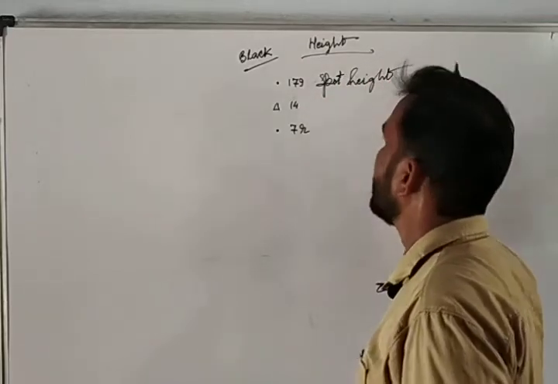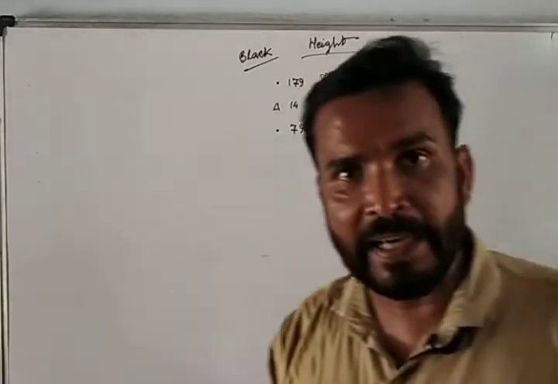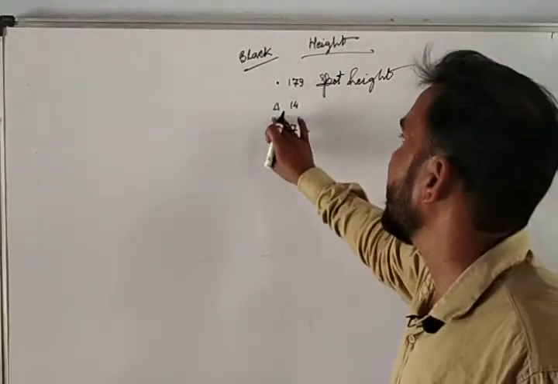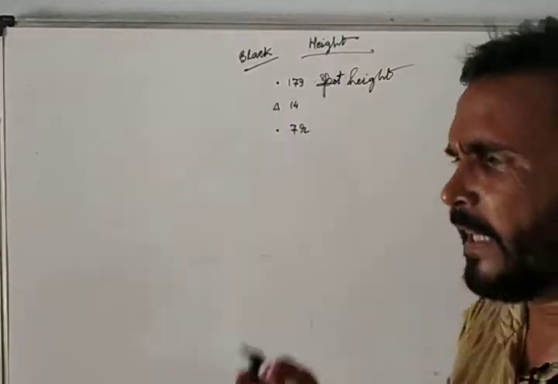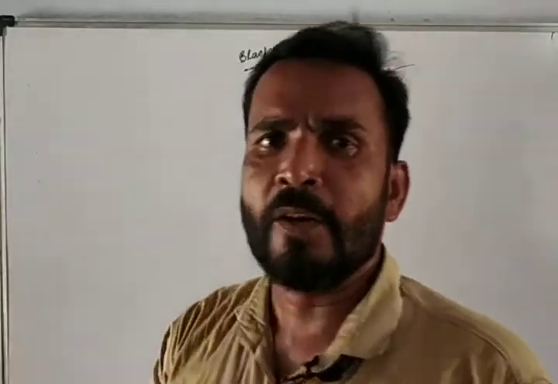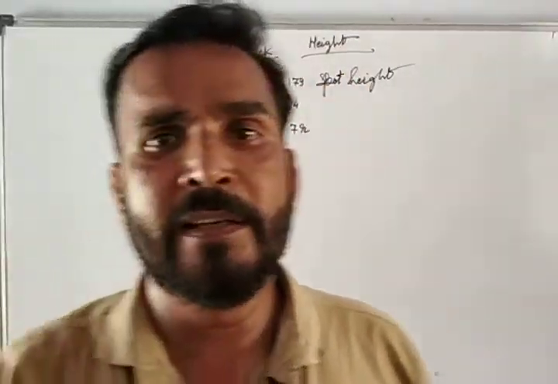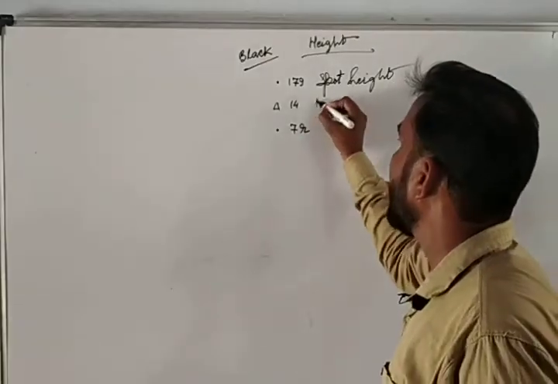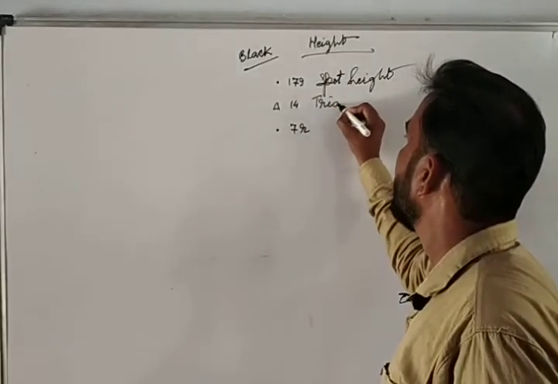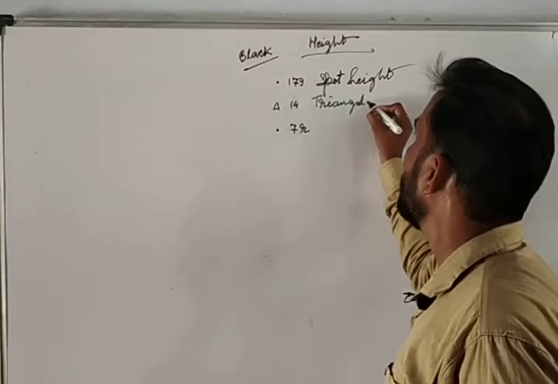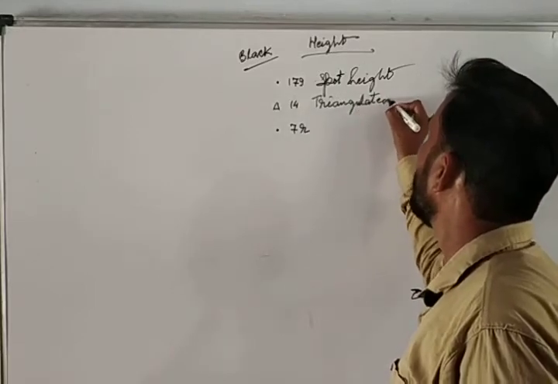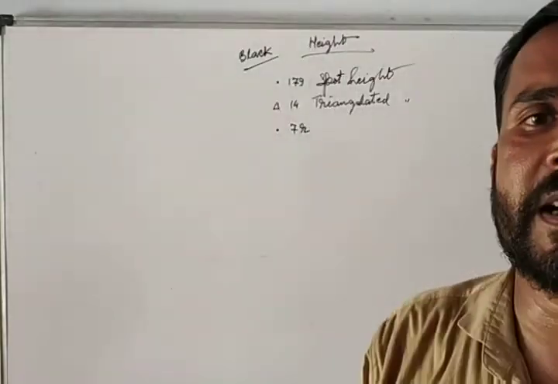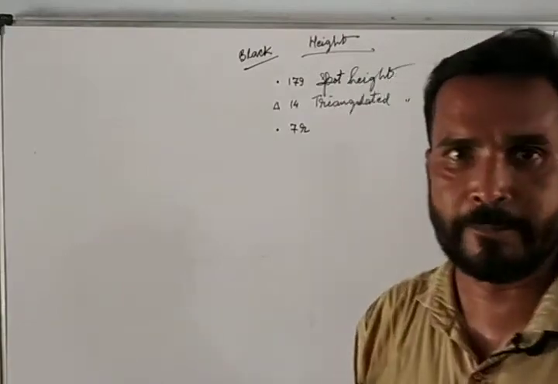Spot height. This you have to write. Second thing, if one triangle is given here, and with this triangle some number is given, and they are asking what you understand by this triangle and this number, here you have to write triangulated height. It represents the triangulated height of a particular place.